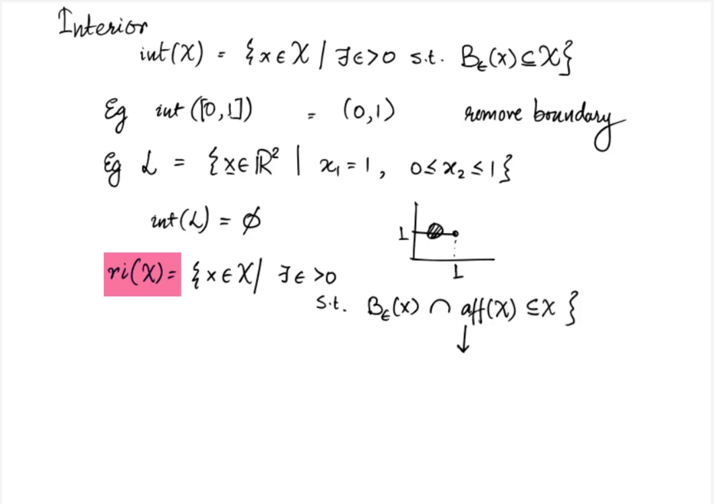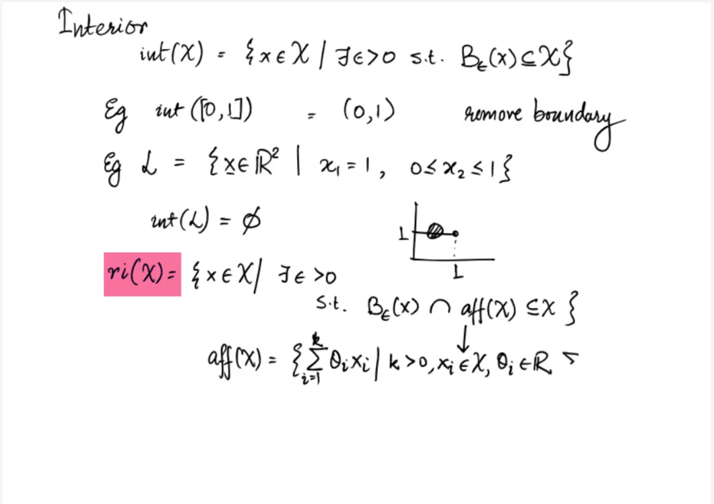Recall the definition of the affine hull, which is the set of all points of the form sum over i from 1 to k, theta_i x_i, where k is any number of points, x_i's are elements of X, theta_i are real and sum up to 1. For instance, the affine hull of 2 points is a line through them and the affine hull of 3 non-collinear points is the plane through them. So by intersecting the open epsilon ball with the affine hull of L, we are able to keep the axis along which there are 2 or more points, but remove the axis along which there is only 1 point.